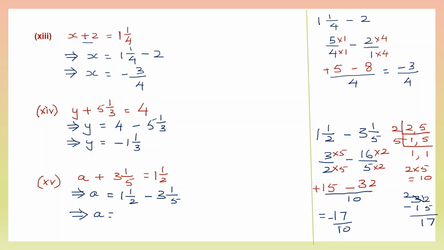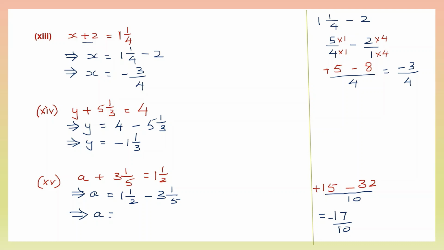Minus 17 by 10. Now let's convert 17 by 10 to a mixed number. So divide 17 by 10. 10 ones are 10, minus, 7. So what do you get? 1 7 by 10. Minus 1 7 by 10. So a is equal to minus 1 7 by 10.